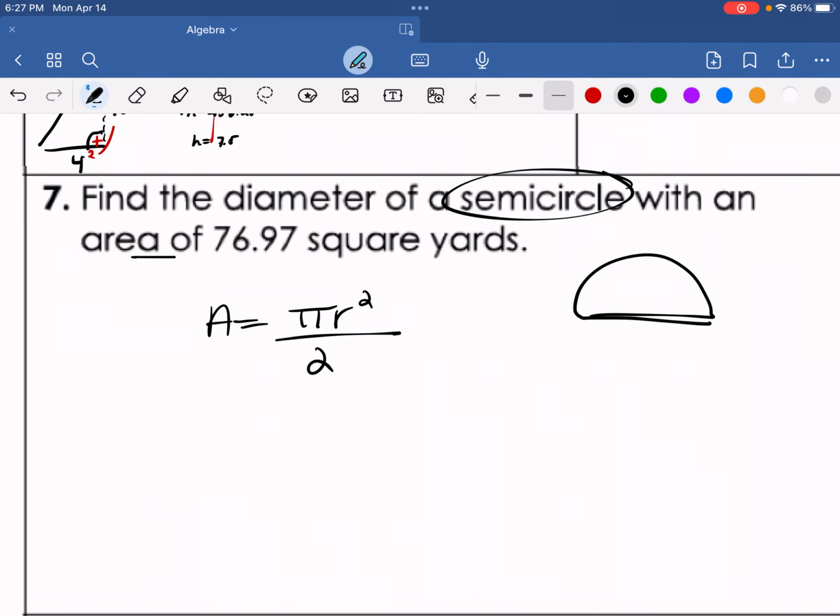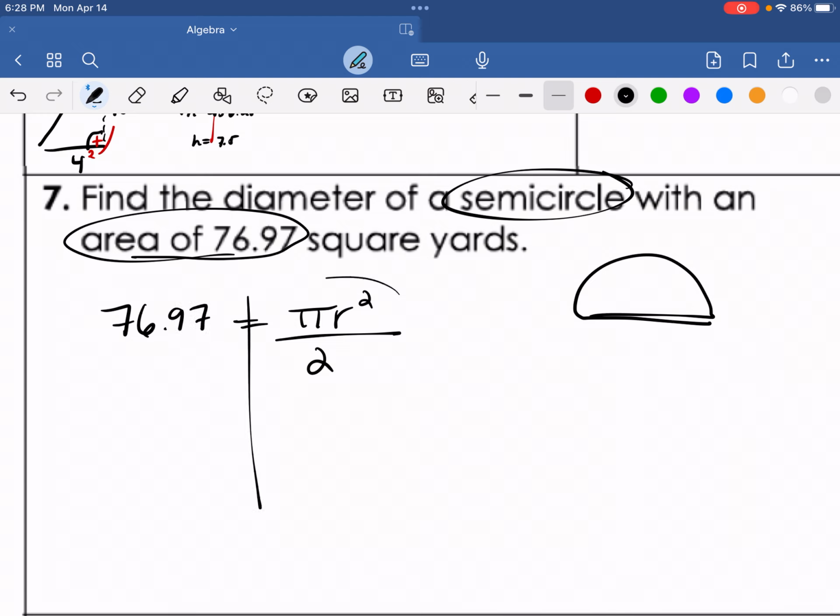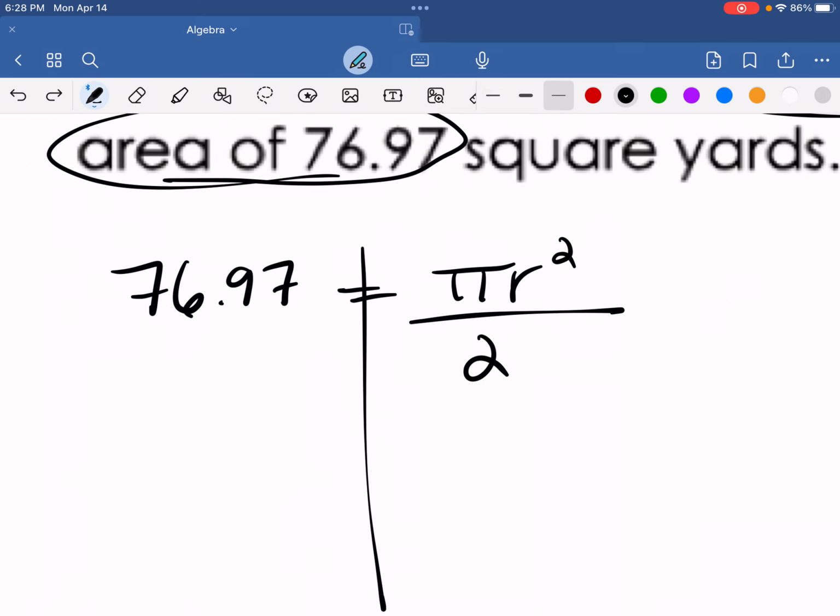And it says the area is 76.97. So where you see an A, you erase it and you put 76.97. And now you solve for the variable. Well, there's only one variable, r. We're solving for r. Okay, how do I solve for r? We need to move this stuff to the left. Okay, we move the number that's far away from r first. So that would be the 2 on the bottom. And it says divide by 2. So the opposite is to multiply by 2.